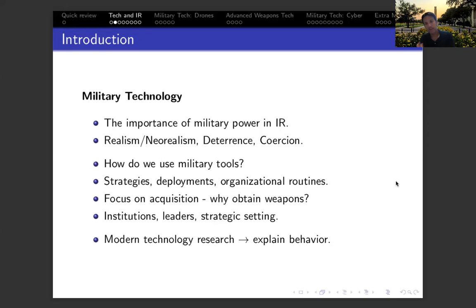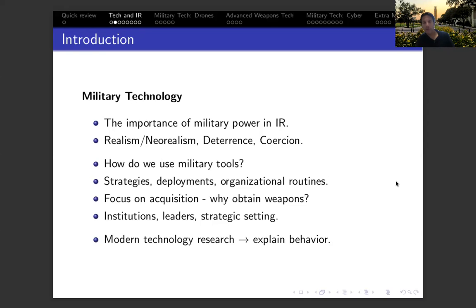Now, one way to understand the role technology plays in this context is to think about the acquisition of weapons. Studies in this context have focused on using domestic institutions, leader attributes, strategic concerns such as status or reputation. They use all those kinds of factors, which we already talked about in this course earlier, to explain the decision to obtain different types of weapon systems. So in that sense, those kinds of studies have looked at military technology as a dependent variable, the variable that we're trying to explain.